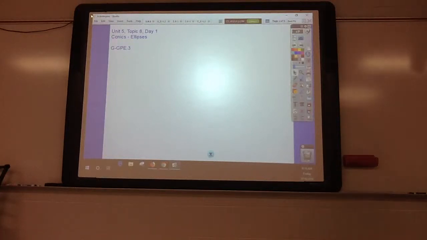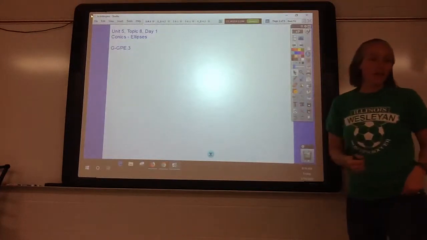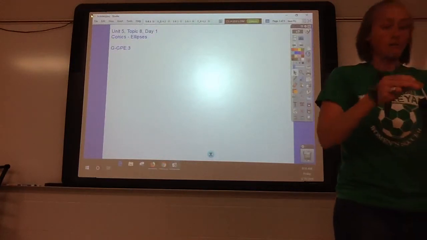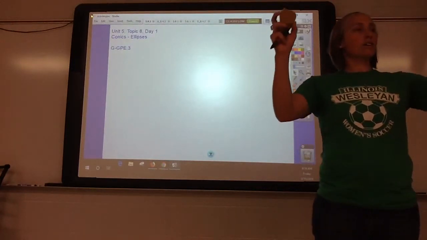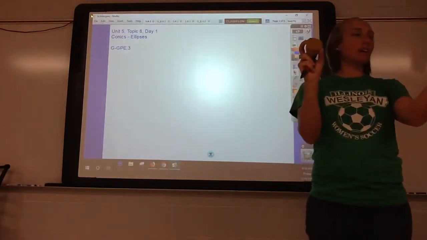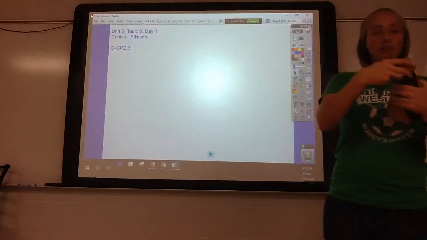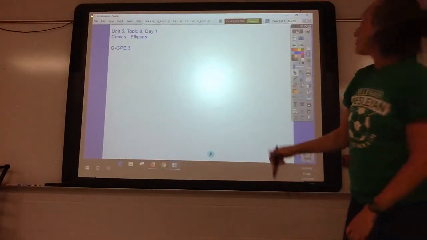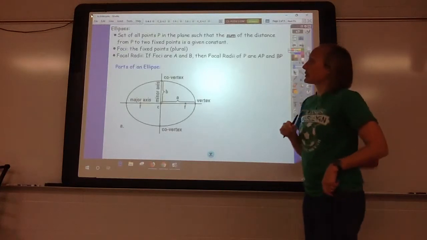Okay, so we will cover our conics, the ellipses today. Just a reminder, the ellipses, we've got our ovals is what we're looking at. So you slice the cone at a diagonal there, okay, and you get an oval out of it. Now, an oval is a little bit more interesting than just that, so we're going to cover that here.